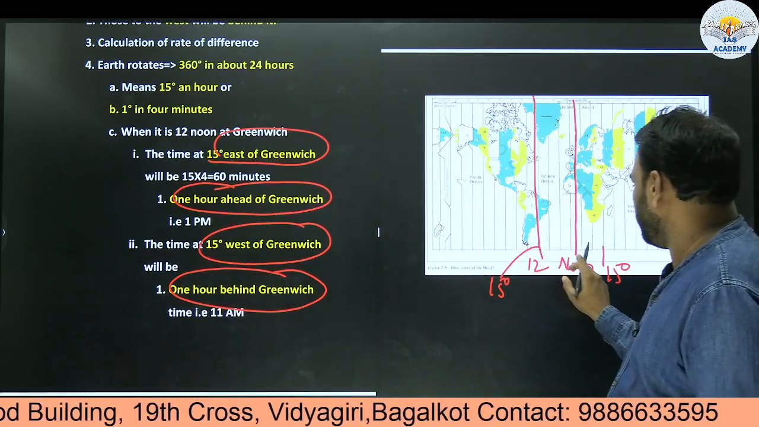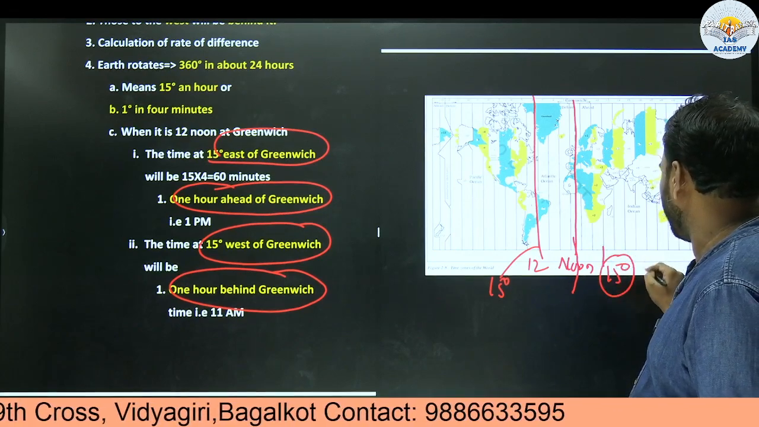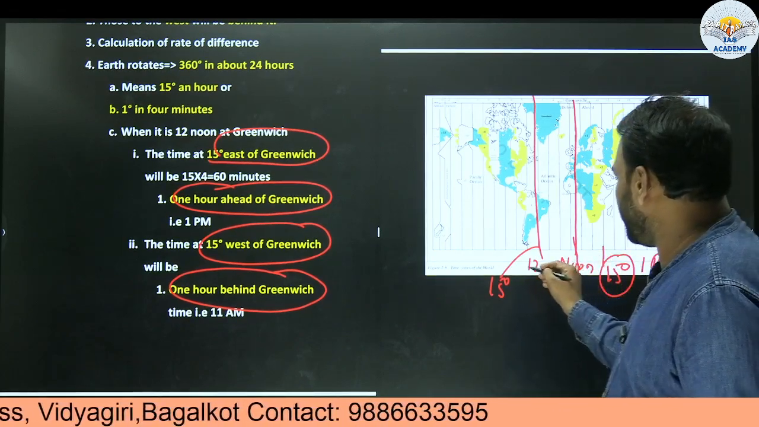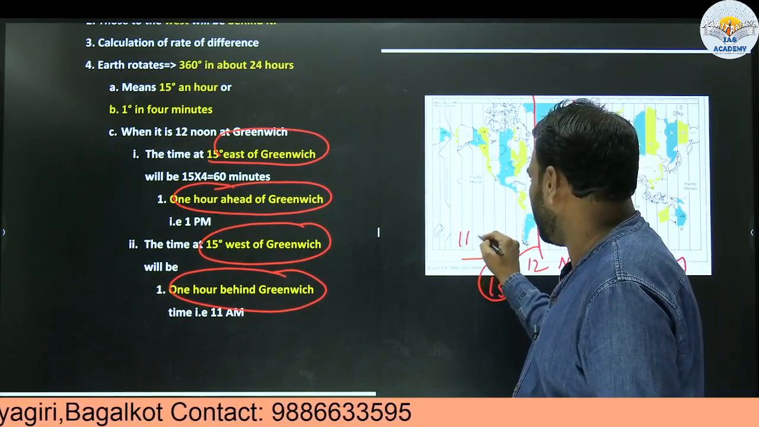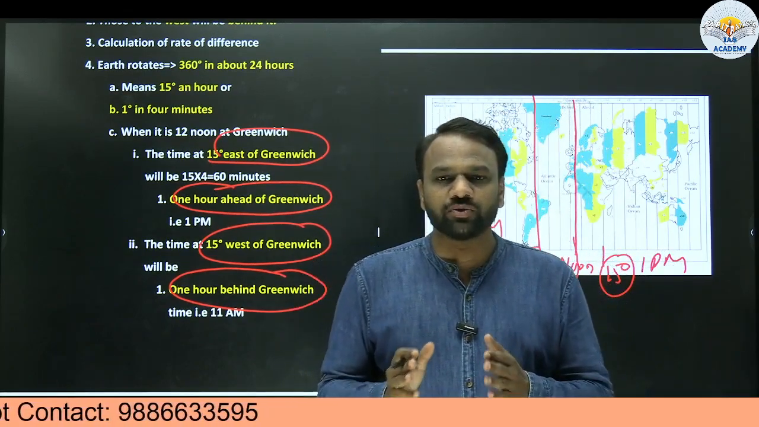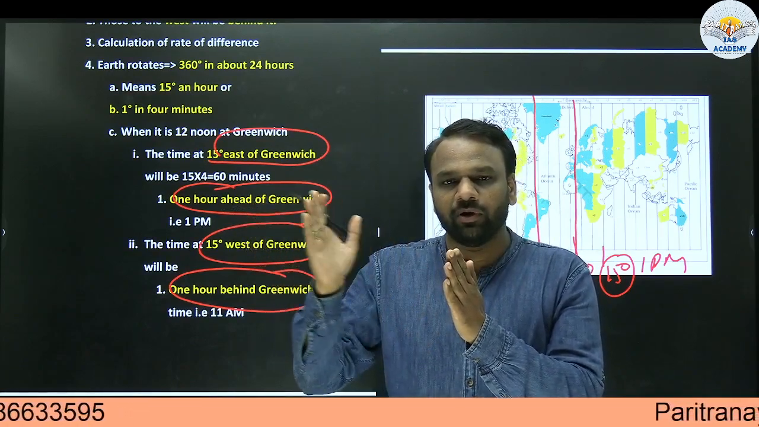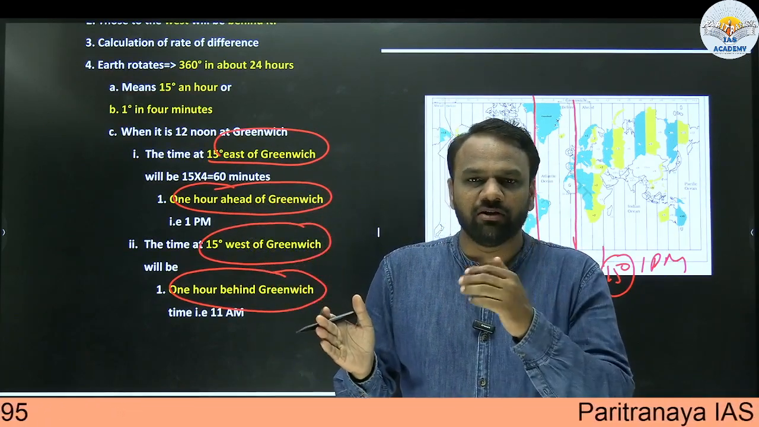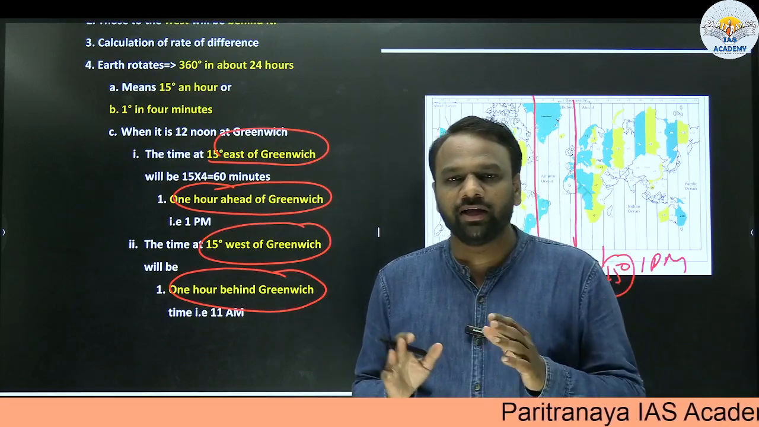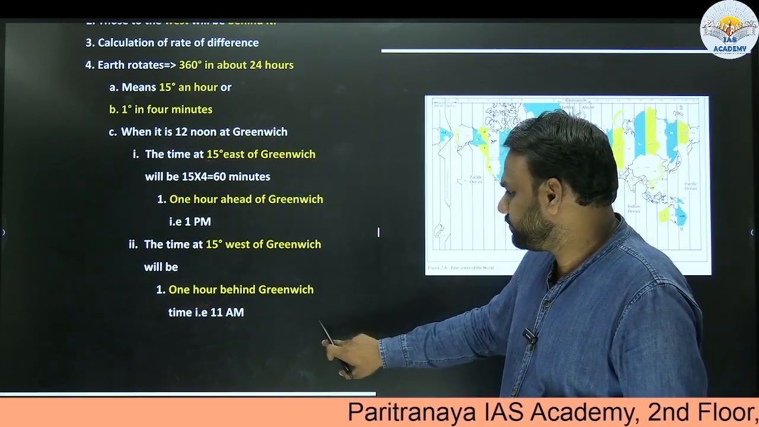So at Greenwich it is 12 noon. At 15 degree to the east, the time will be 1 p.m., and at 15 degree to the west, the time will be 11 a.m. So what we understood: from Greenwich time, towards the east, time is ahead, and towards the west it is lagging. We are speaking about local time.